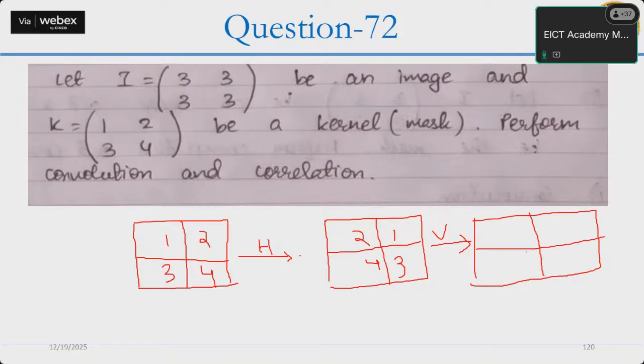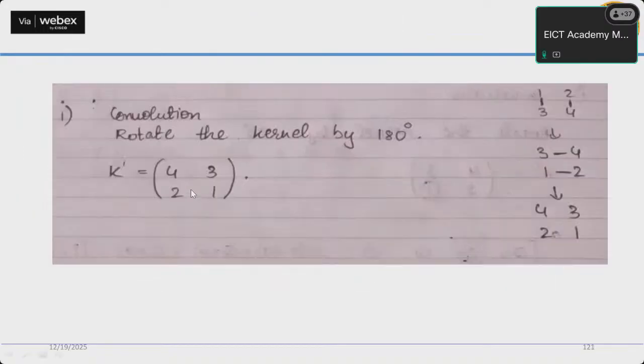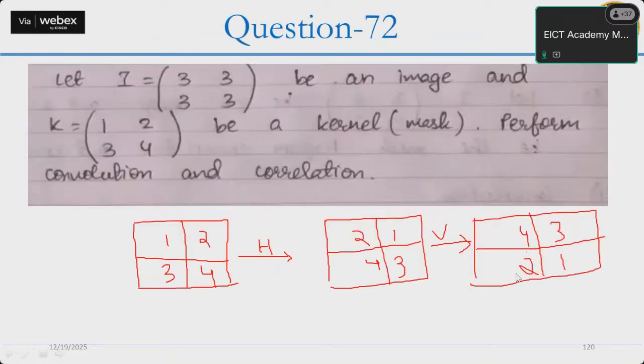So you have done the horizontal flip and then you can do the vertical flip also. This is horizontal, and when you do it vertically, what you get here is 4, 3, this is 2, this is 1. So this is how the kernel is rotated. Is this clear?